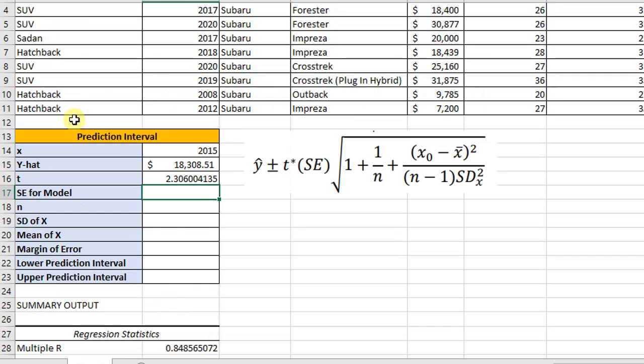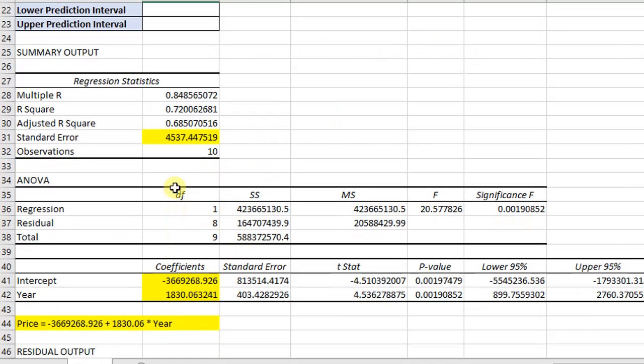So now your standard error. Standard error for the model. Press equals. Do not just copy this, or you'll have rounding errors.